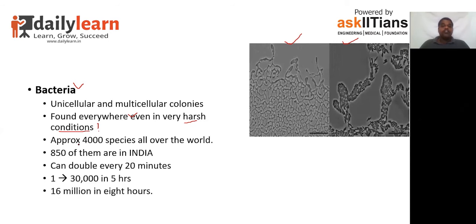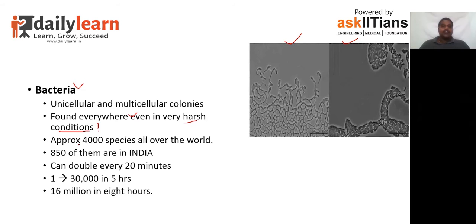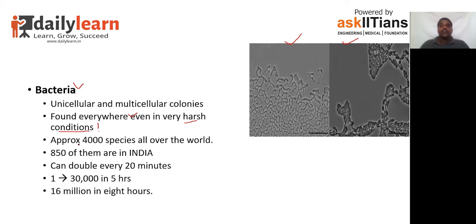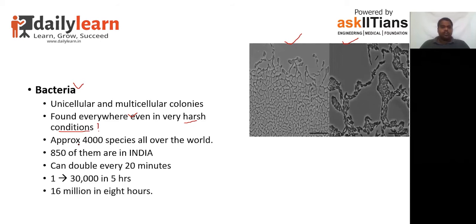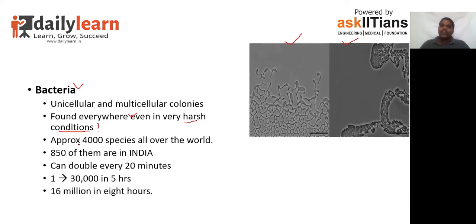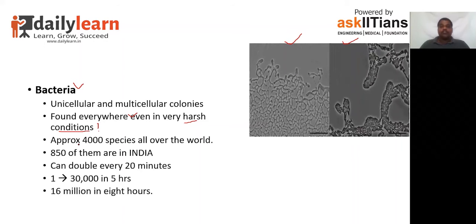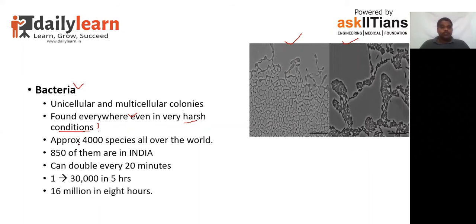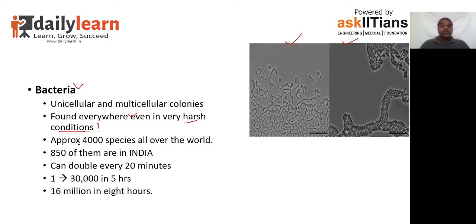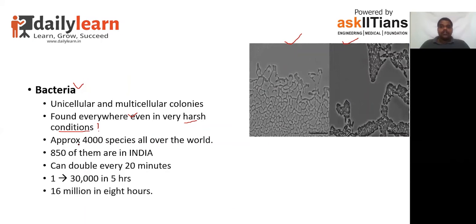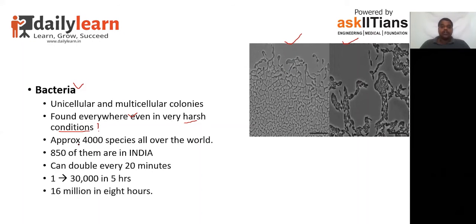There are approximately 4,000 species all over the world, of which 850 are found in India, which we are not happy about. The reason being, there are a lot of bacteria which cause disease in our day-to-day life, which we should be very careful about. But there are some good bacteria which we do use in our day-to-day life.